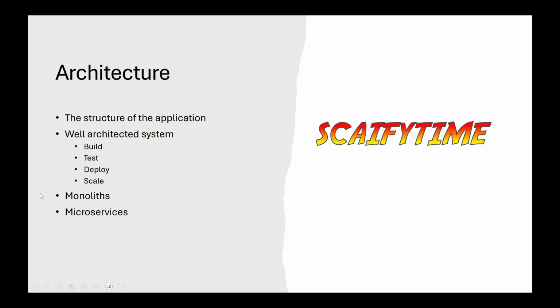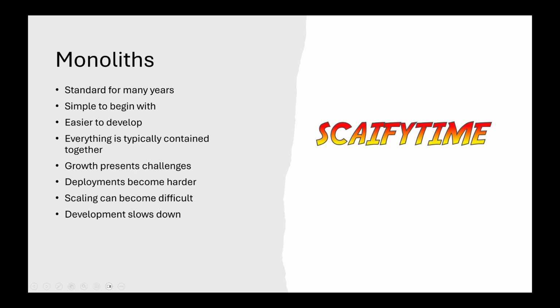So let's discuss what monolithic applications typically look like. For years, monolithic applications were the standard. Very simple to start with, easy to develop, everything's in one place. Many successful companies still use monoliths, but as systems grow, monolithic architectures introduce challenges. In large organizations, there could be several monolithic applications serving the business's needs.